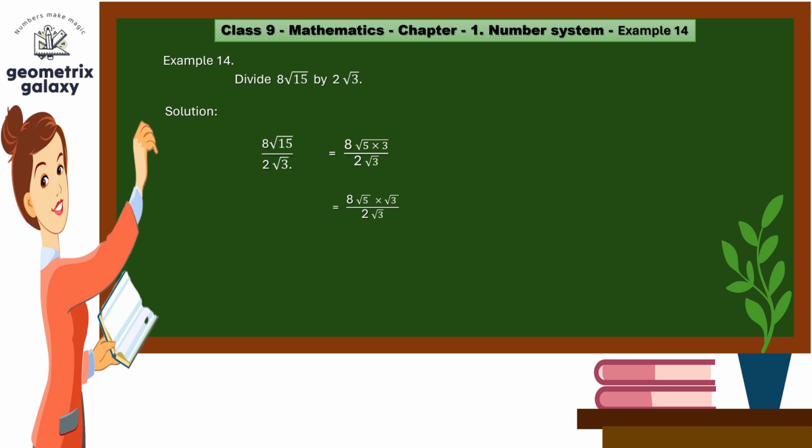So we can cancel this root 3 in the numerator and denominator. So our answer is 8 root 5 by 2. Further, I can cancel 2 and 8. So I will get in the numerator 4. So my final answer is 4 root 5.